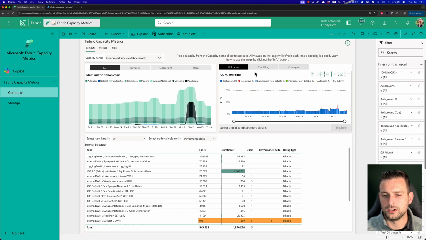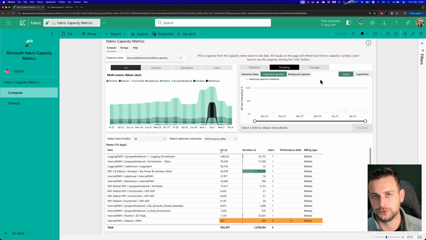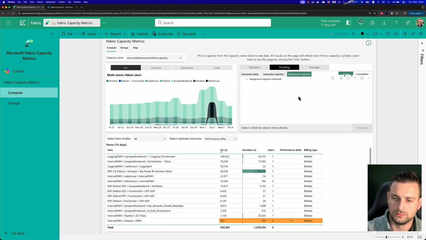Now the thing that we can do here is we can look at our throttling and overages. In this dataset we do not have any throttling or overages issues. However, if we do have usage that goes above the 100% line, that will trigger throttling and overages in our capacity. And we have interactive delays, interactive rejections, and background rejections. And this is where we can find out how much Fabric is trying to slow us down and to make us spend less compute in order for us to not go into a rejection or overage situation. Again, as I said, there is not much data in here to actively work with.